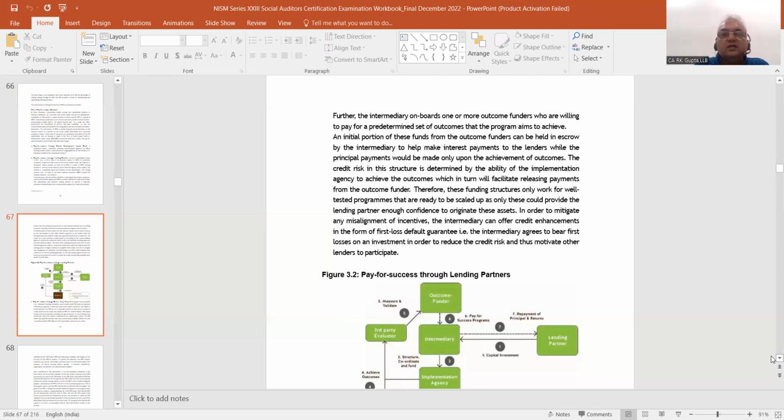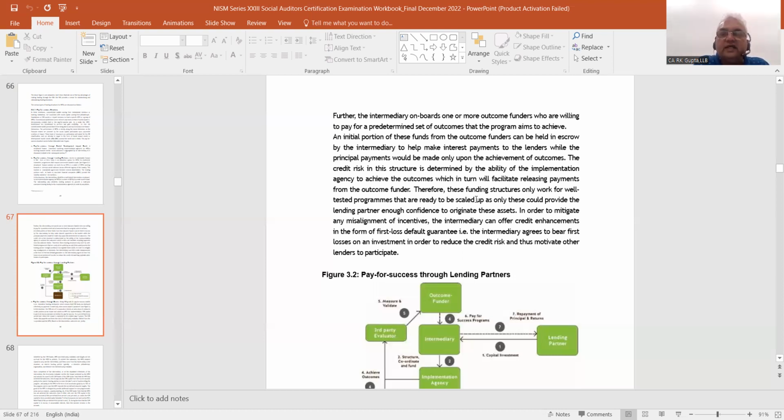till now. The credit risk in this structure is determined by the ability of the implementation agency to achieve the outcomes, which in turn will facilitate releasing payments from the outcome funder. Suppose there is an organization which wants to avail a loan, or which has been identified by an intermediary, but it is not able to demonstrate its ability to generate a social impact, then that will be denied the funding. That is the basic idea. Therefore, these funding structures only work for well-tested programs that are ready to be scaled up, as only these could provide the lending partner enough confidence to originate these assets.